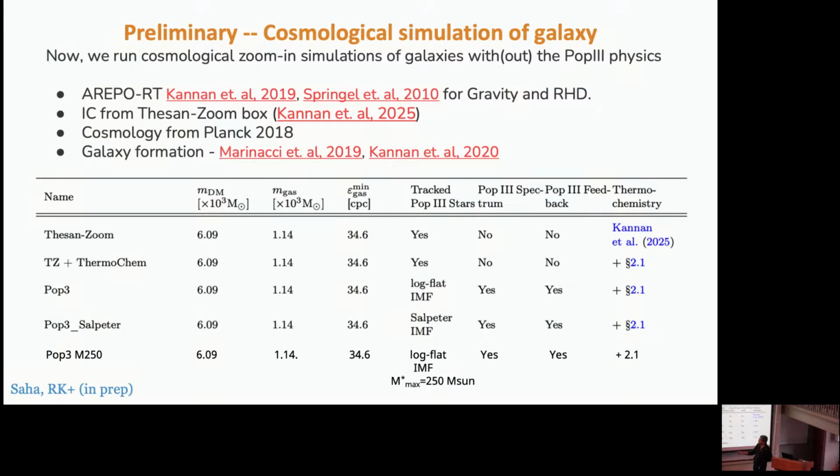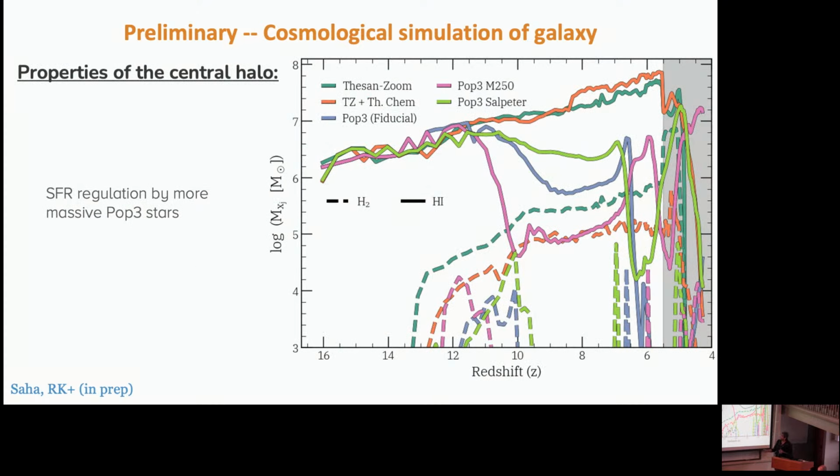One was the usual fiducial model, one with an extended thermochemical network, the other with a POP3 log-flat IMF, then a POP3 with a Salpeter IMF, and the fourth one with a POP3 with a log-flat IMF, but now the maximum mass of stars is about 250 solar masses. Okay, and so this is how the gas mass in the simulation behaves.